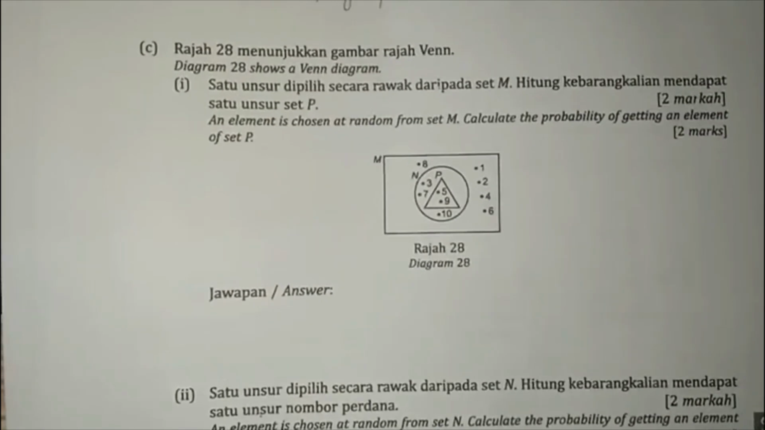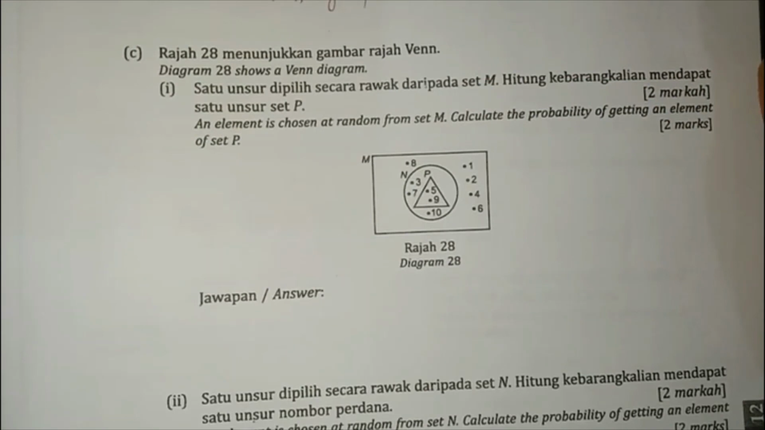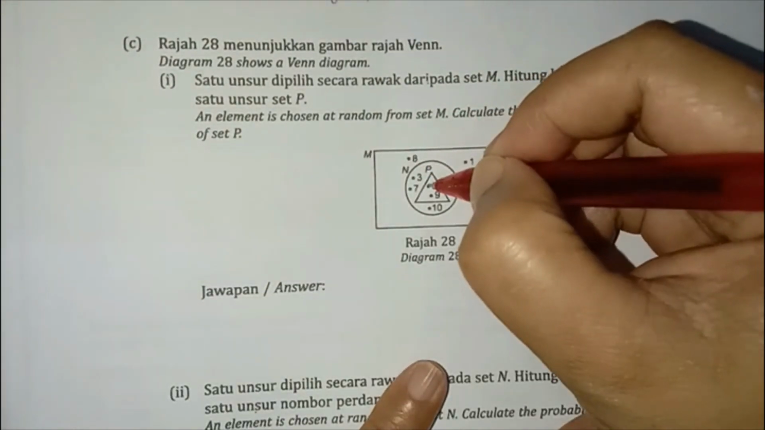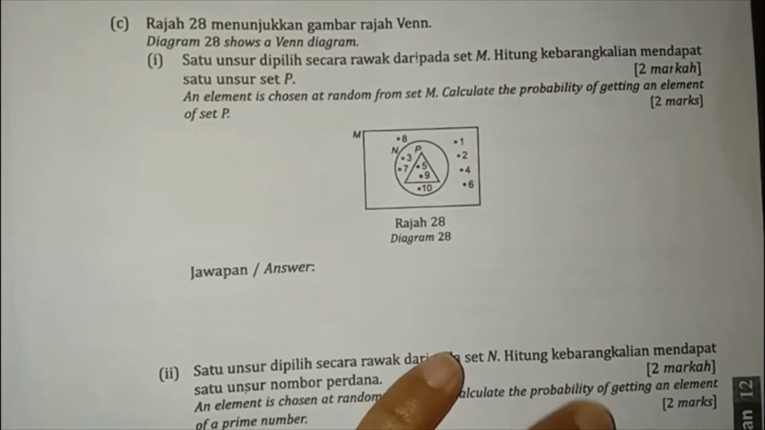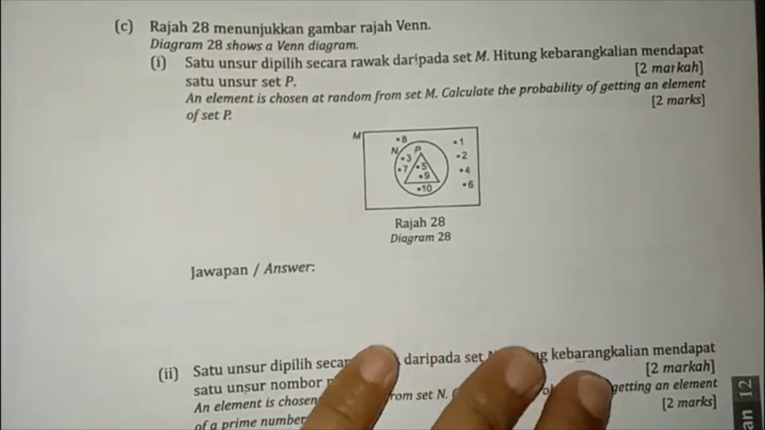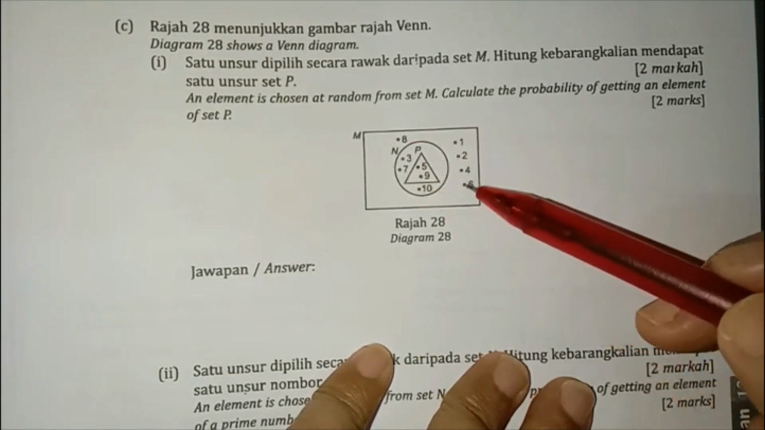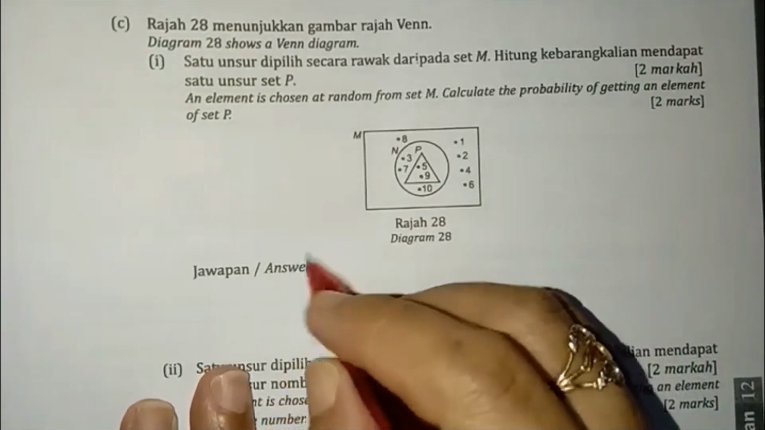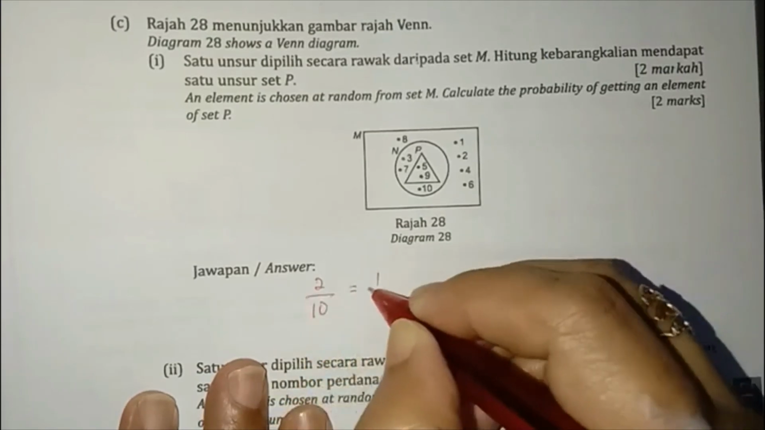But see, an element is chosen at random from set M. Calculate probability of getting element of set P. So P got only 2 elements. The total element is 1, 2, 3, 4, 5, 6, 7, 8, 9, 10. So the probability to get P is 2/10, meaning 1/5.